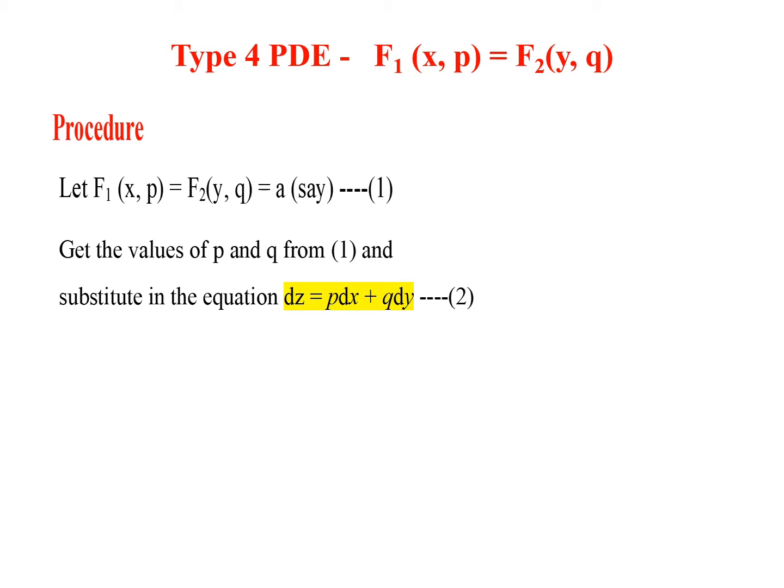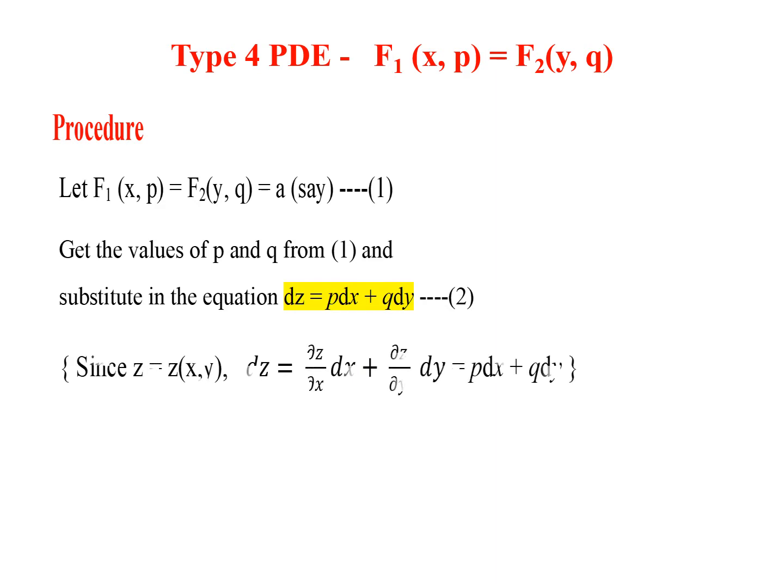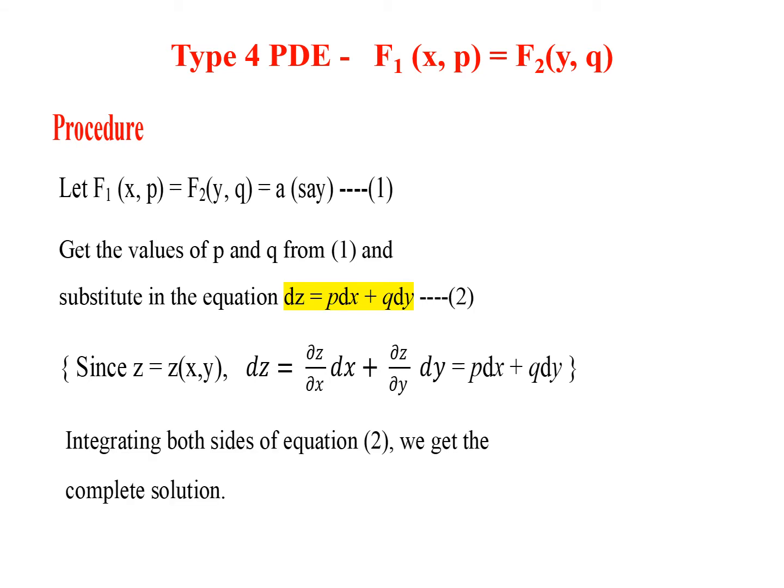How do we get that? Let us see. We know z is a function of x and y. So dz is equal to, through our usual partial derivative and total derivative relationship, dou z by dou x into dx plus dou z by dou y into dy, since z is dependent on x and y. And what is dou z by dou x? That is our notation p, and dou z by dou y is q. So that is why here we have dz equal to p dx plus q dy. And integrating this equation both sides, we will get the complete solution.